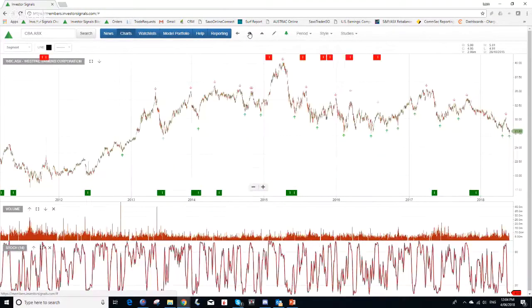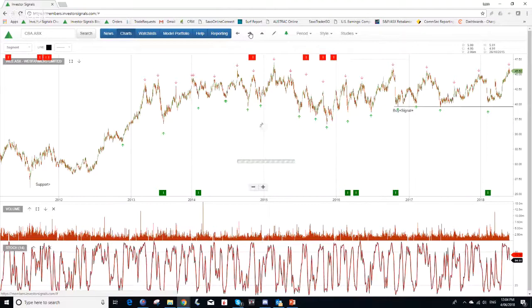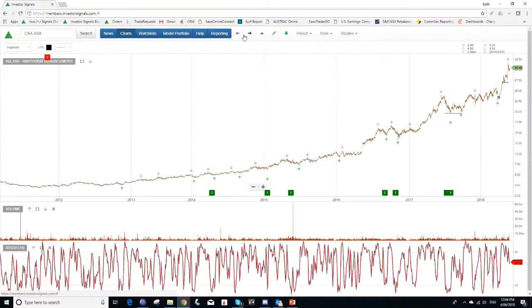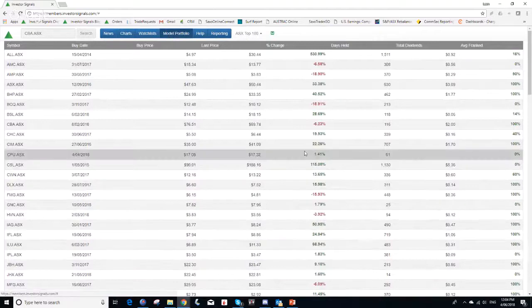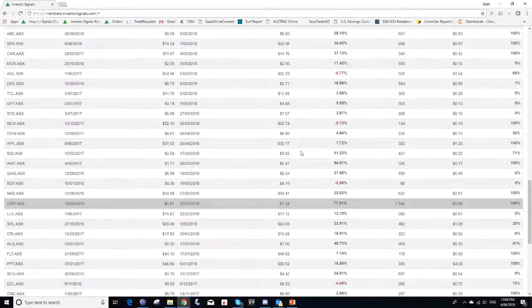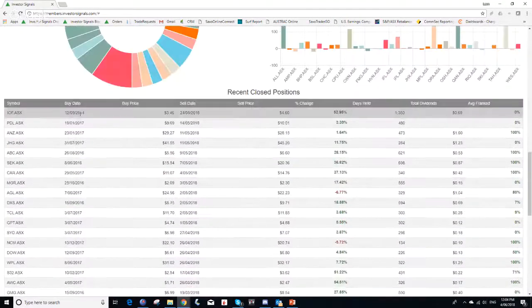Treasury Wines, we've covered. Westpac, Woolworths, and back to Aristocrat Leisure. So there we've moved through the stocks that make up the 100. Now let's just go to the performance and pick out a couple of the names that have been closed out recently that sit in the 100 model that don't sit in the others that we've reviewed.